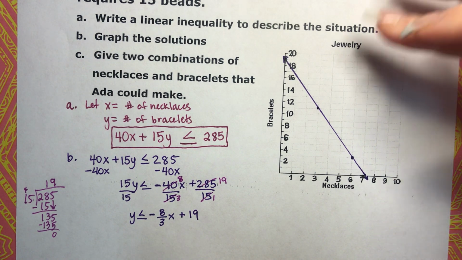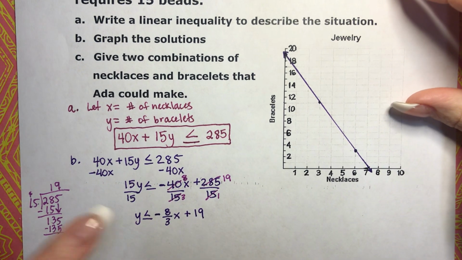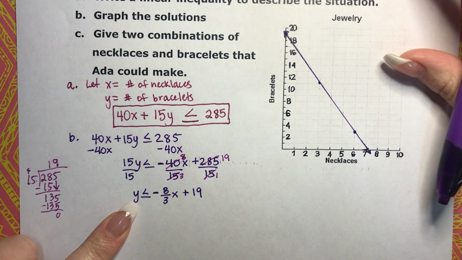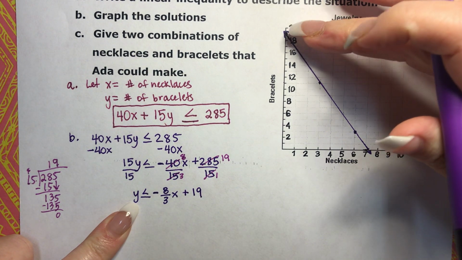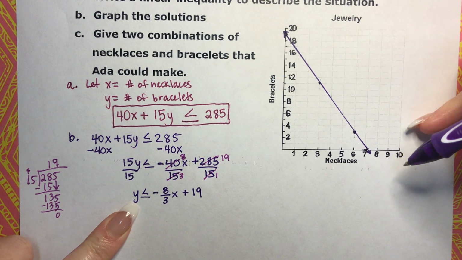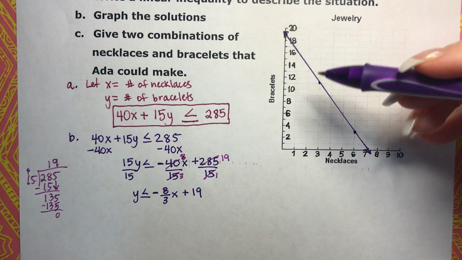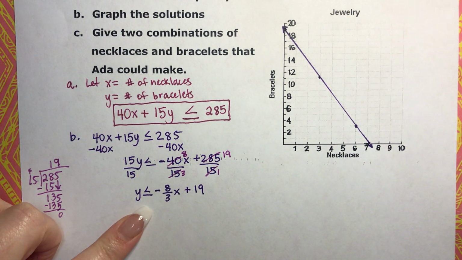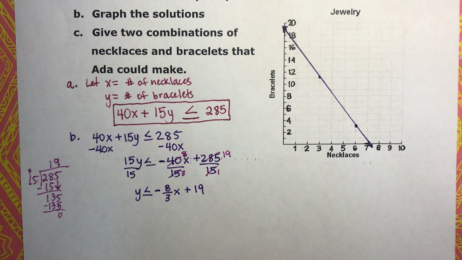Okay, but graphing is just not the boundary line, right? The first step is solve for y to put it into slope-intercept form. Then the next step is draw the boundary line with either a solid or a dashed line. And then the third is the shading, right? So this is y is less than or equal to. So that means we would shade below the line. And so our solutions are really going to be anything below.